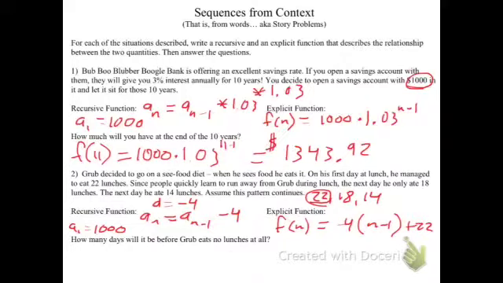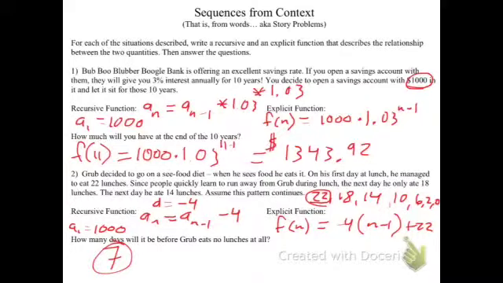And now we're going to answer this question here. How many days will it take before Grub eats no lunches at all? Well, if you just keep subtracting 4, you'll get 10, 6, 2, and then negative 2. But that's where he'll have 0 there. So that's 1, 2, 3, 4, 5, 6, 7. That's on the 7th day.